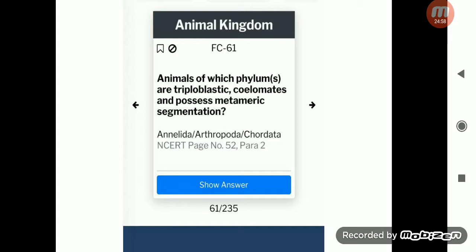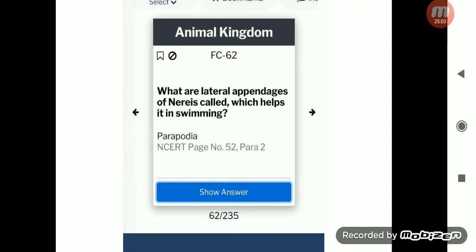What are the lateral appendages of Nereis called, which help in swimming? Parapodia.